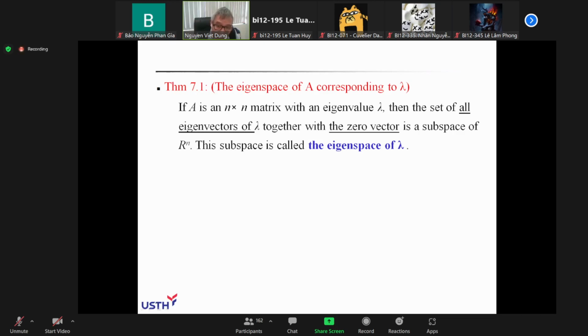There is one thing I would like to tell you at this point, that is, together with the zero vector. Why do we need that? Because by definition, all eigenvectors must be non-zero. Then we need to add the zero vector inside that to make a subspace, because you remember that any subspace needs to contain the zero vector. So we need to have it here.